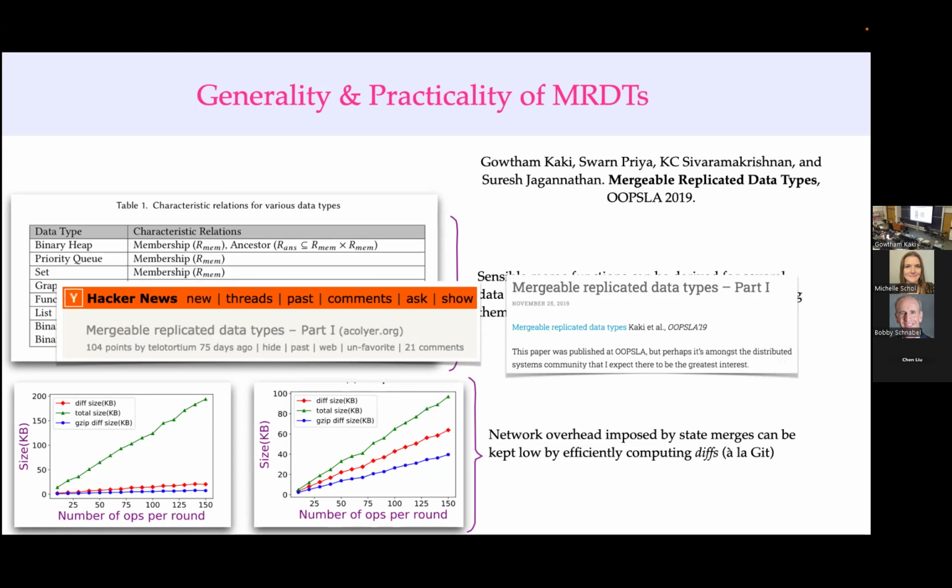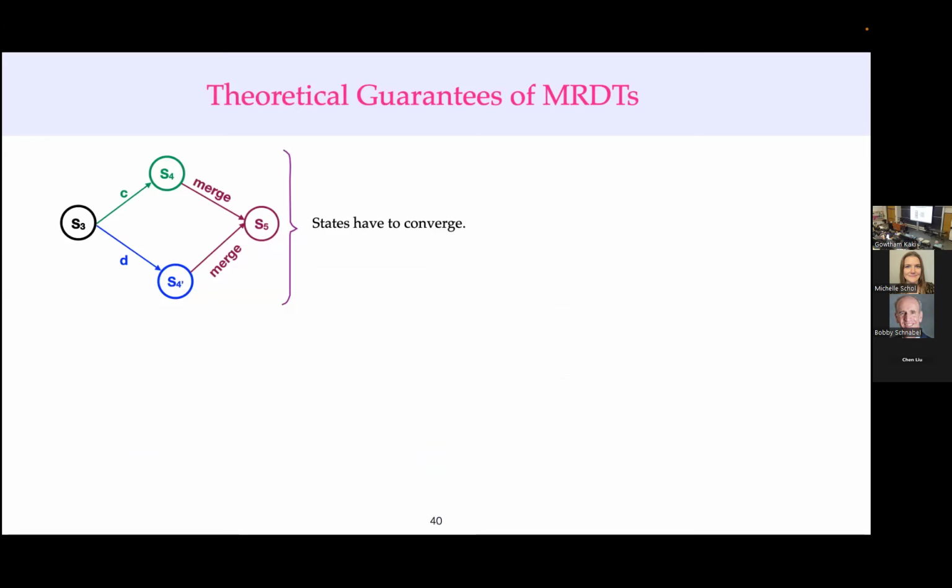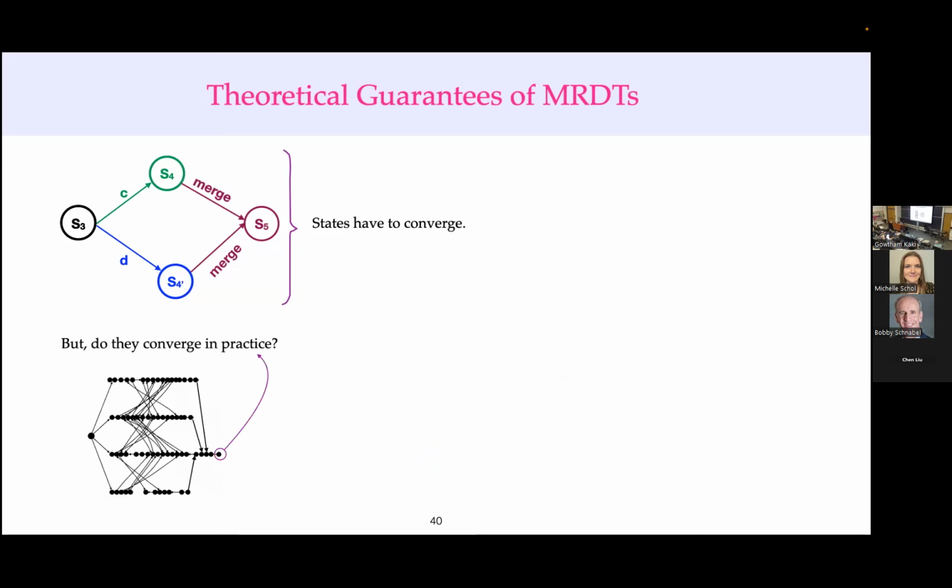But one key thing in the paper we published back then, the OOPSLA paper, was that we never actually discussed the theoretical guarantees of these mergeable replicated data types. We want the things to eventually converge, and that was the key intuition. So that's the key theoretical guarantee that we wanted MRDTs to support. But do they actually do that in practice? Well, we didn't have a proof back then. We just assumed, as a conjecture, that they're going to converge.